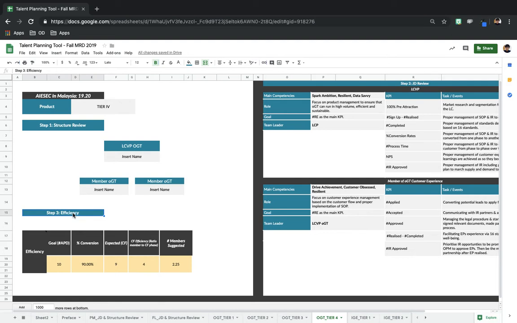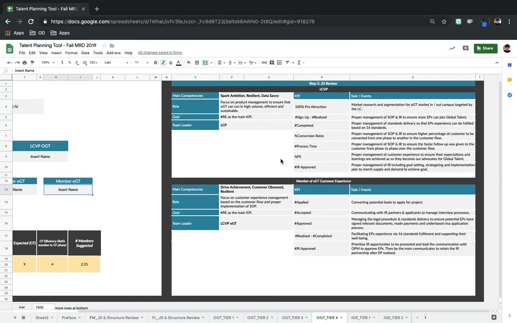If you look into tier 4 OGT, it's basically for around 10 exchanges, 10 approvals or realized, I would say. The efficiency that is set is 4, which means one member should be handling 4 exchanges. That's what the structure proposes: around 2 members with the VP, which is 3 people, and that suffices to handle 10 EPs on a minimum basis.